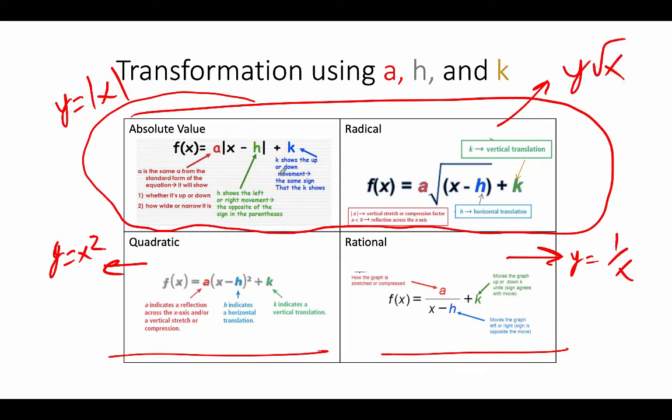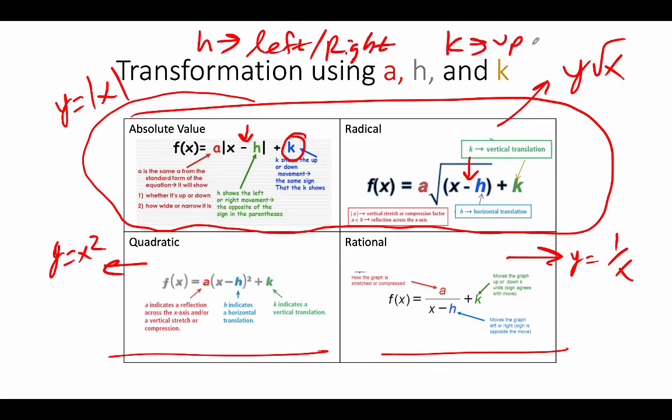The biggest thing you need to focus on, pay attention right now: h shows the left or right movement, the opposite of the sign inside the parentheses or inside the absolute value. It is very important that you understand that the negative is part of the formula. So you go h units left or right, k units up or down. So h is going to be my translation, left or right, and you've got to watch out for the sign. And then k will be up or down.